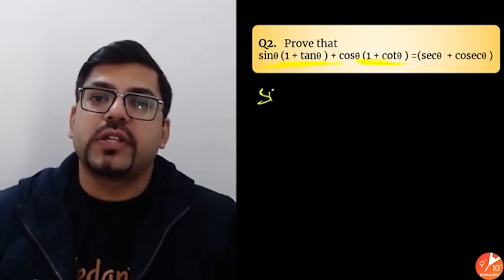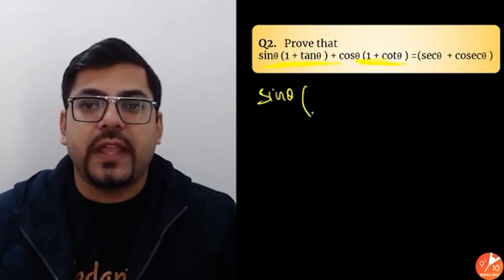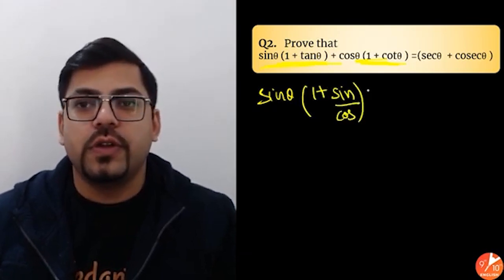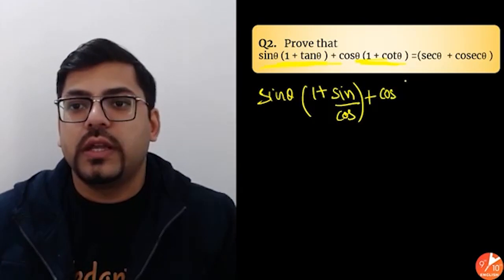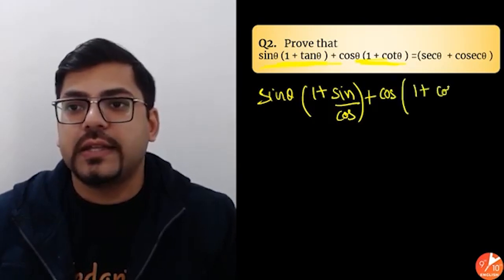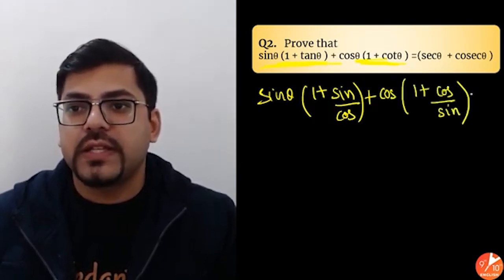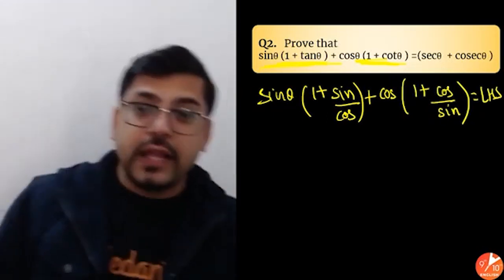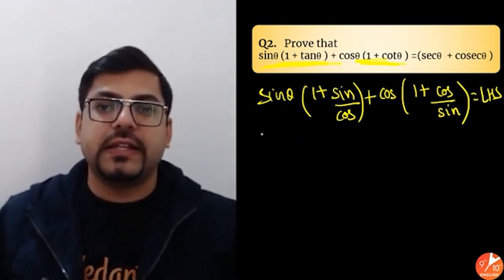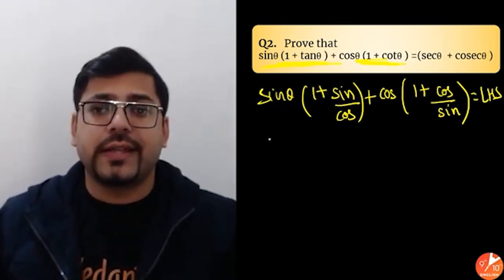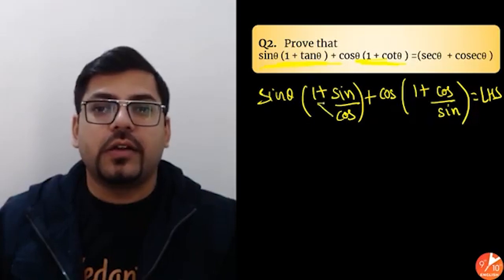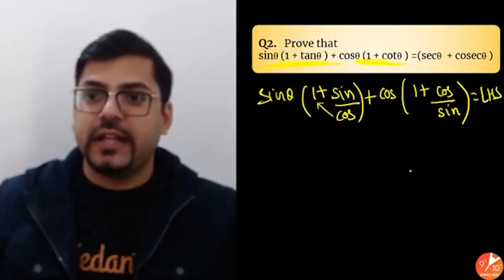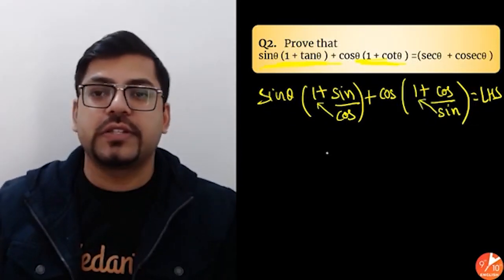cos. So this sine theta is already there, let it be, into 1 plus tan can be written as sine by cos, plus this is cos into 1 plus cot can be written as cos by sine. So I have taken only LHS. I am going to solve right now only for the LHS part. Now moving ahead, I can take the LCM. This cos theta can go here and I can take an LCM. Here also I can take an LCM and this sine theta can go here.